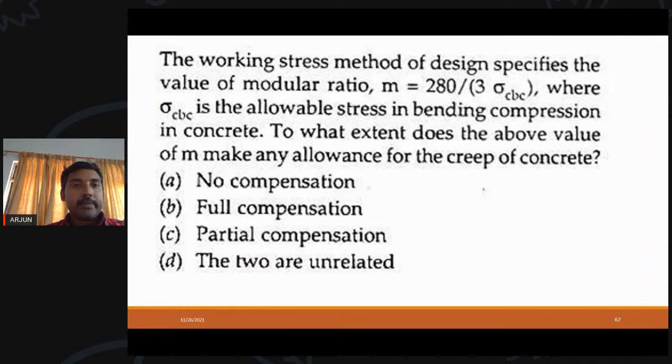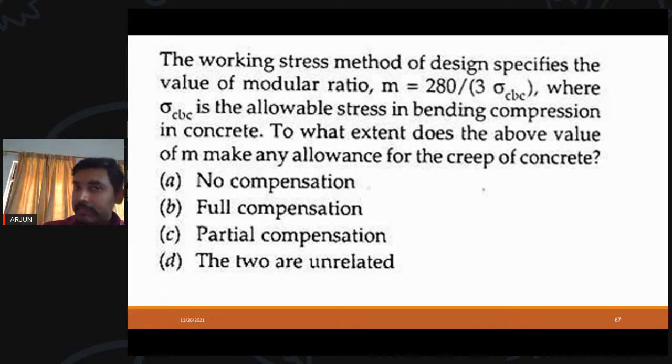So moving on, the working stress method of design specifies the value of modular ratio m equal to 280 by 3 sigma cbc, where sigma cbc is the allowable stress in bending compression in concrete. To what extent does the above value of m make allowance for the creep of concrete?